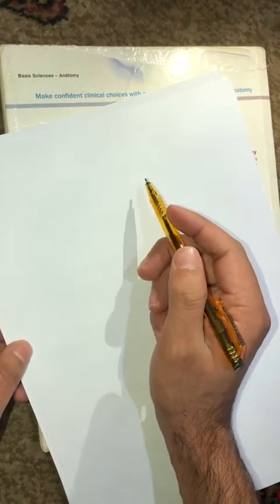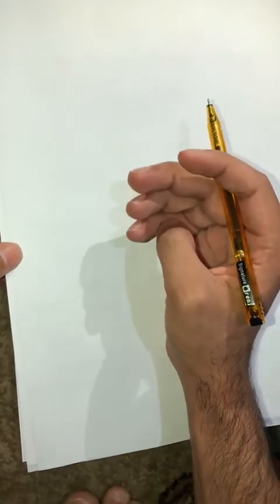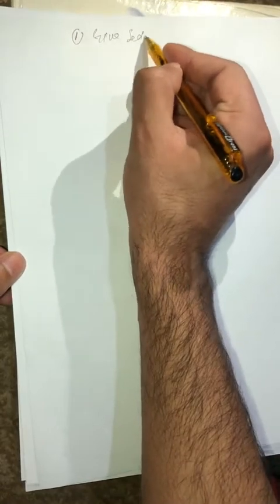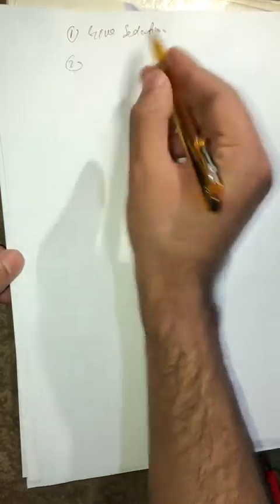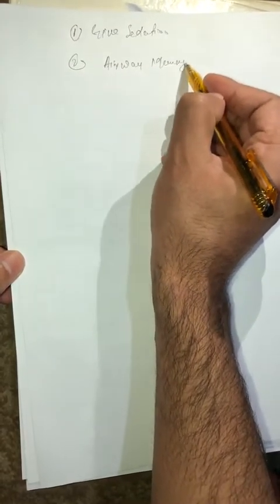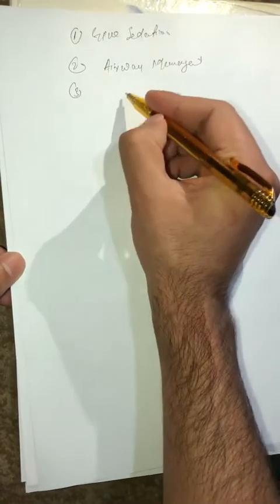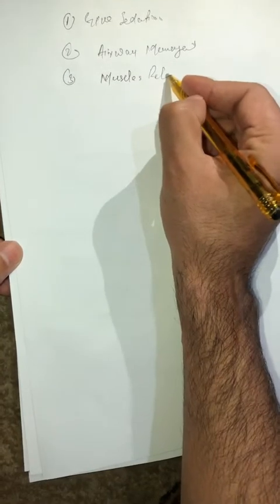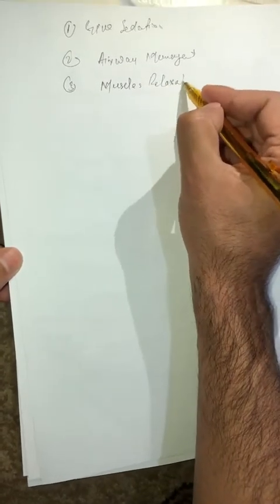Airway management plus ventilation by the ETT, endotracheal intubation. And the third step is you will give muscle relaxants. The first one is give sedation to the patient. The second step is airway management. And the third step is give muscle relaxants. Like we have studied, the depolarizing and the non-depolarizing relaxants.